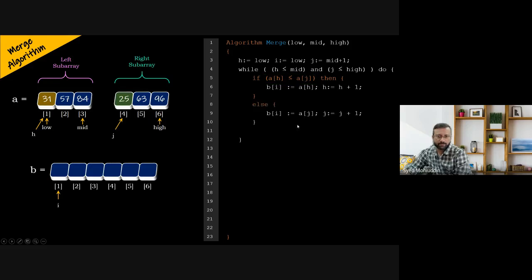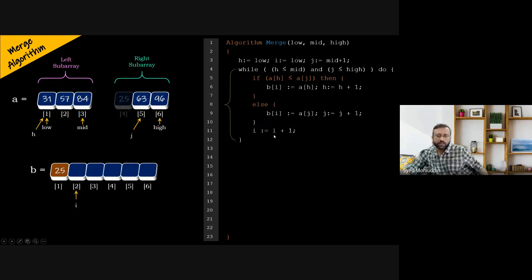Else, this one is small, so store A of j in B of i and increment j. So if the element of the left subarray is small, we store that in B and then increase the h index. If the element of the right subarray is small, we store the element of the right subarray in array B and increment the j index for the right subarray. Once the condition is checked, obviously we have to move i also. So i is equal to i plus 1.